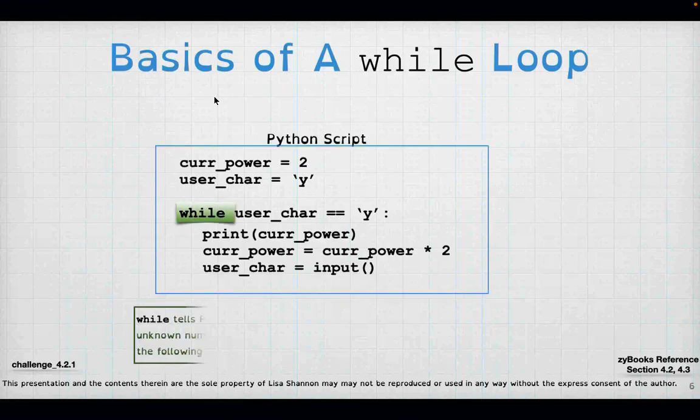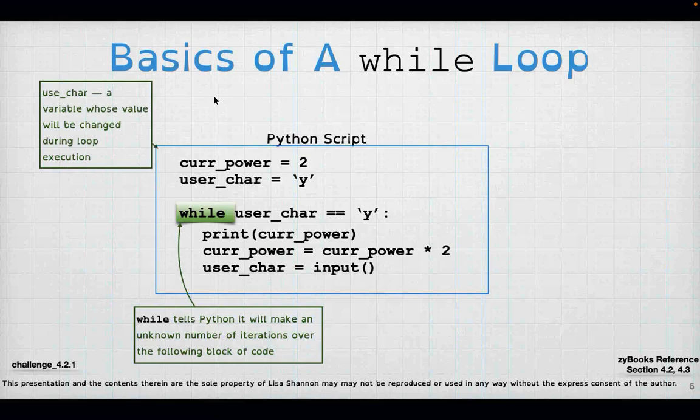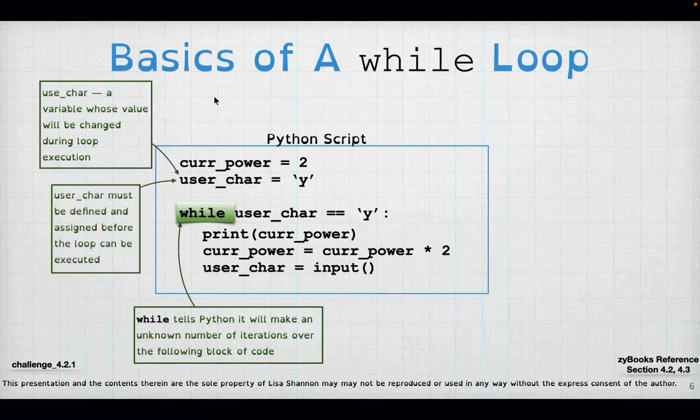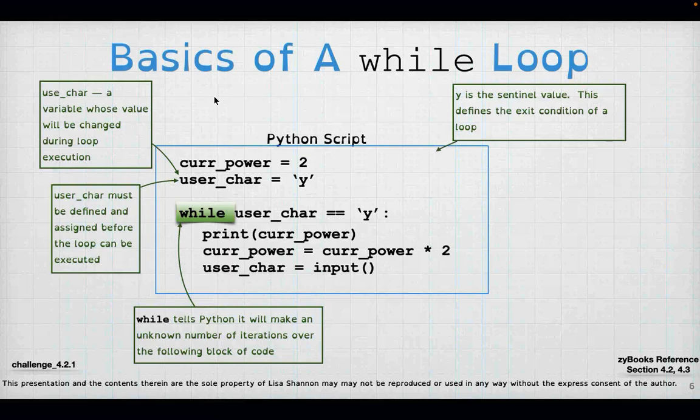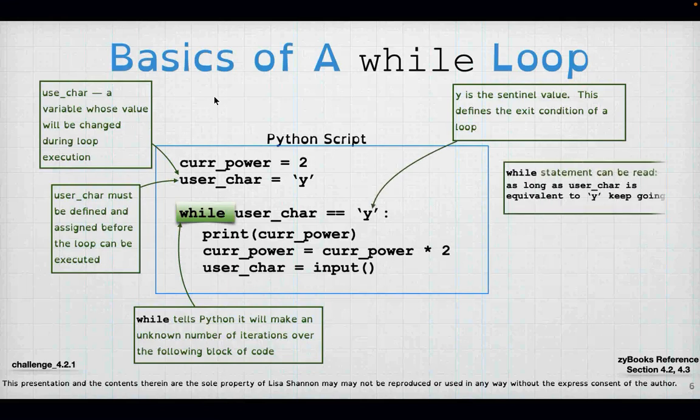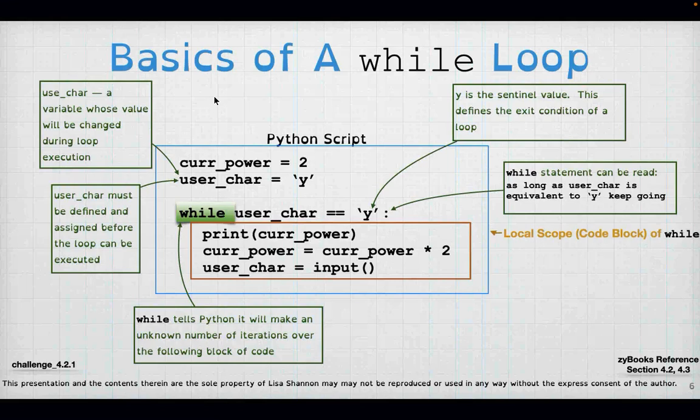Okay, we're going to talk about the basics of a while loop. So we have the while keyword, and this tells Python that you're going to make a decision an unknown number of times. Now we have these two things, and by the way, this is challenge 421. We have cur power, and we have user care. User care is the variable whose value is going to be tested every time we go through this loop.